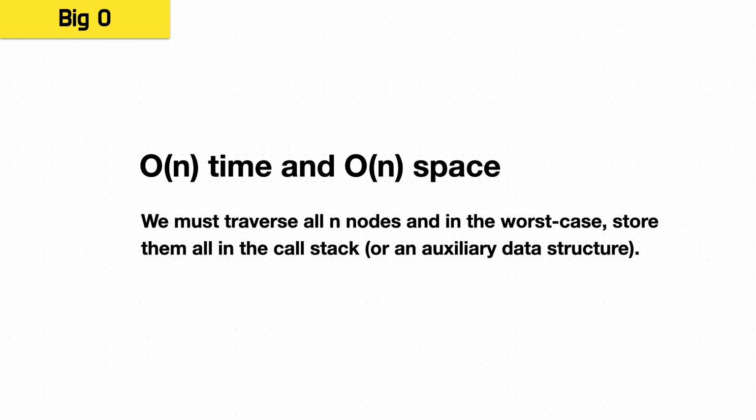The big O complexity of our solution is linear time and linear space. We have to traverse all n nodes to determine if it's valid or invalid for a binary search tree, and in the worst case, we're going to have to add all n to our call stack.